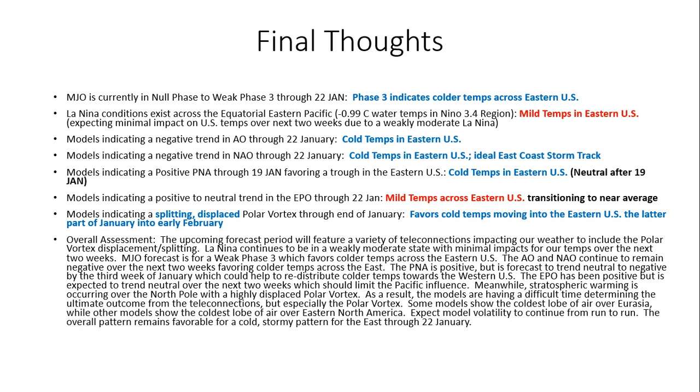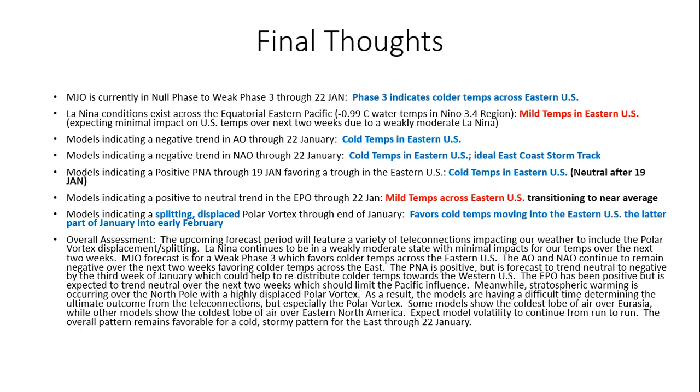Now, if this was a strong La Nina, this would be a whole different discussion, a whole different story. We'd probably be set up with more of troughing in the Pacific Northwest and more of a ridge off the southeast coast and milder temperatures in the mid-Atlantic. But it is a weakly moderate La Nina. Now, models are also indicating that negative trend in the AO to continue through the 22nd of January. Over the next 2 weeks, that would correlate to colder temperatures in the east. Models are indicating that negative trend in the North Atlantic Oscillation, NAO, through 22 January.